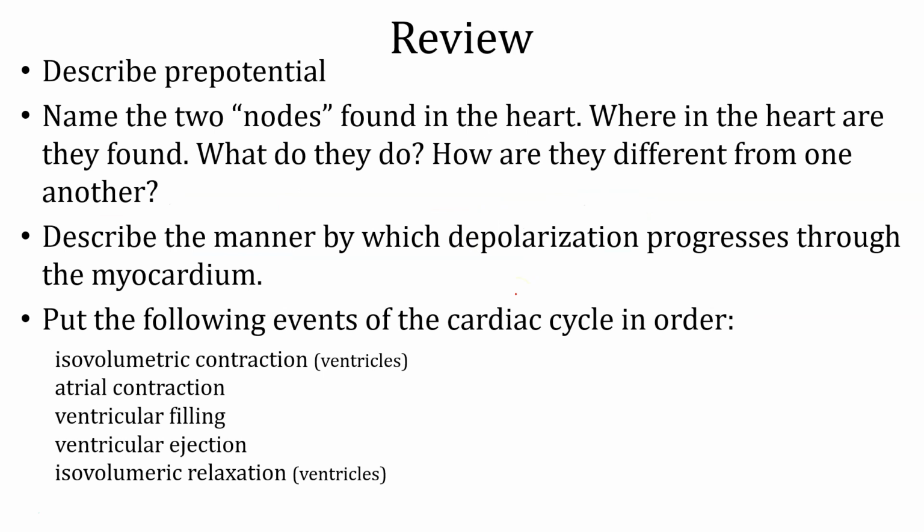Okay, here's a little bit of review. Describe what a prepotential is and why it happens. Name two nodes that are found in the heart. Where are they found in the heart, what do they do, and how are they different from one another? Describe the manner by which depolarization progresses through the myocardium. In your description, use words such as internodal pathways, Bachmann's bundle, the bundle of His, the bundle branches, and the Purkinje fibers, and probably some discussion about gap junctions. And then we have a couple of different events in the cardiac cycle. See if you can number these and figure out in which order they occur.